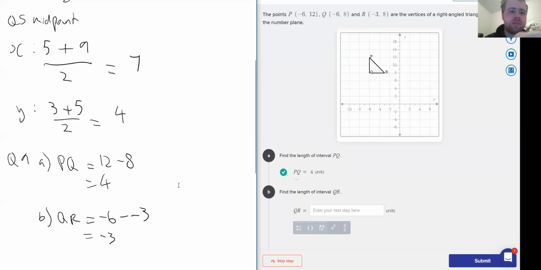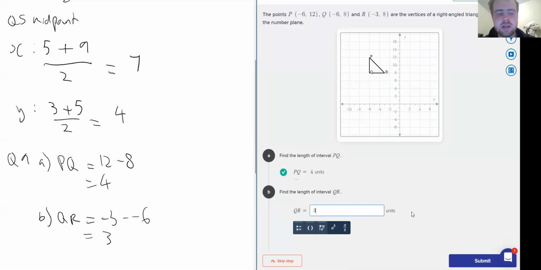Now, sorry, let me clarify something here. A distance is always positive. If you're just calculating the distance, here we've gone from -6 to -3. A better way to do this is to go second minus first. So we go -3 minus -6, and that will give us +3 here. So our answer is 3. You can't have a negative distance. You can have a negative gradient, but not a negative distance.